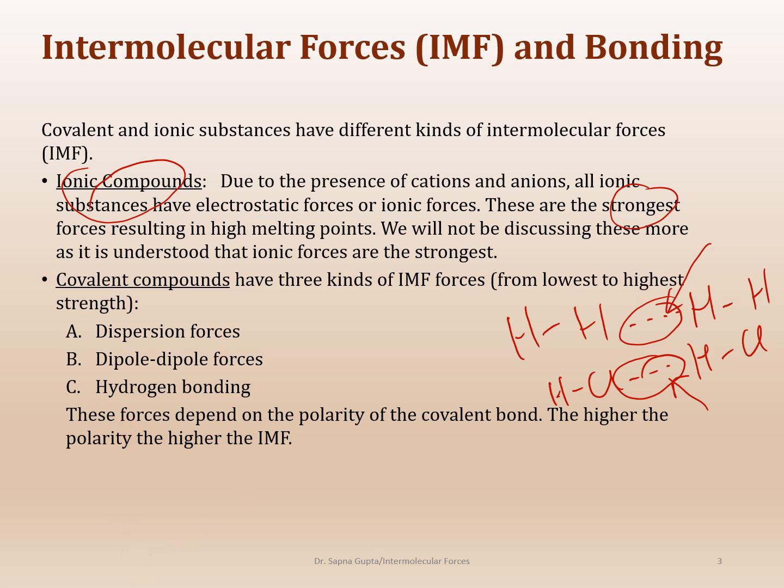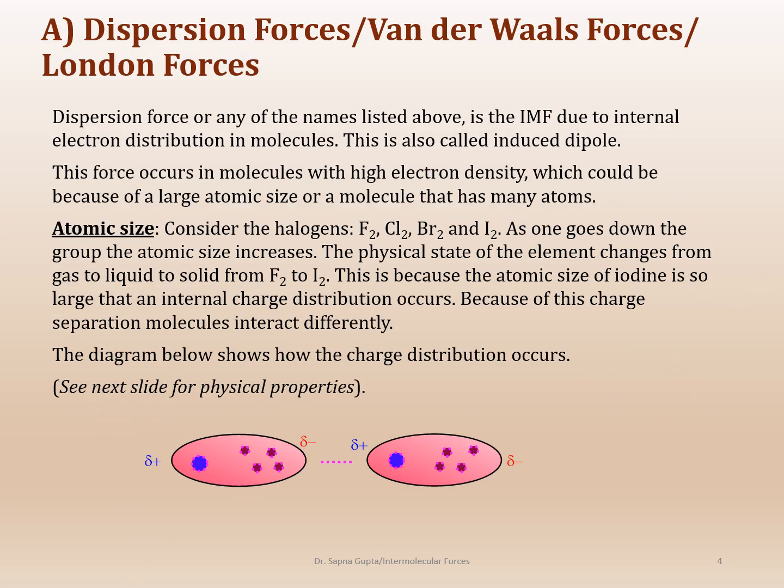Let's take one at a time. Dispersion forces is the first force we're looking at. It's called the van der Waals forces or the London forces, whatever you want to call it, it's all the same. Dispersion force is the weakest.